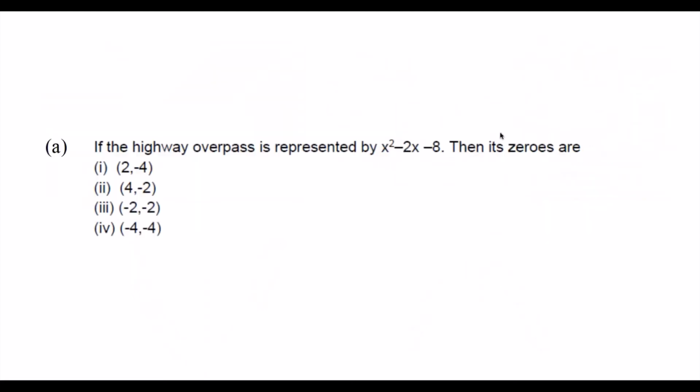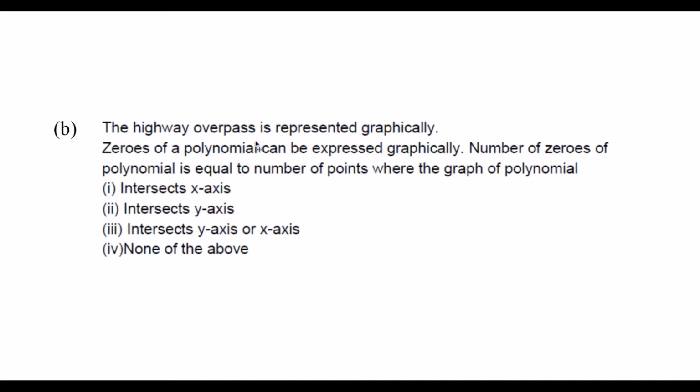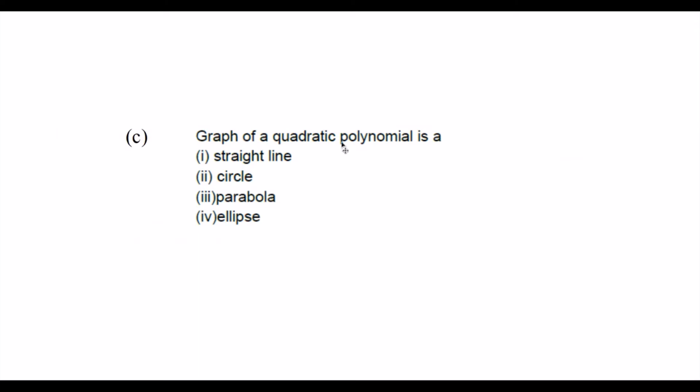Your question is: if the highway overpass is represented by x squared minus 2x minus 8, then the zeros are? Factorize and find the zeros of this polynomial. Here, the highway overpass is represented graphically. Zeros of the polynomial can be expressed graphically. The number of zeros of a polynomial is equal to the number of points where the graph of the polynomial intersects the x-axis, y-axis, or none of the above. You know, it is the x-axis. The graph of a quadratic polynomial is called a parabola.